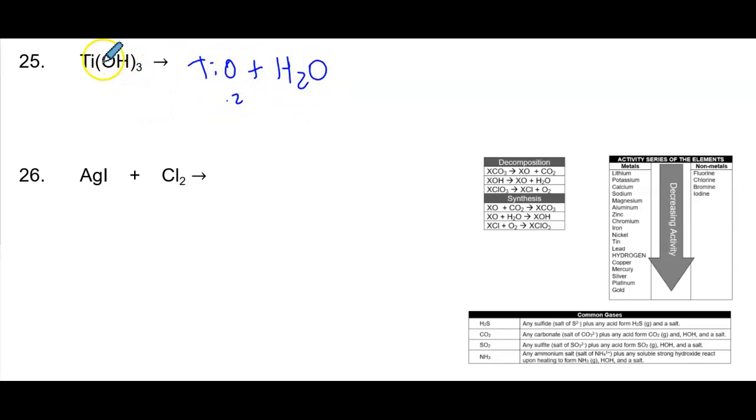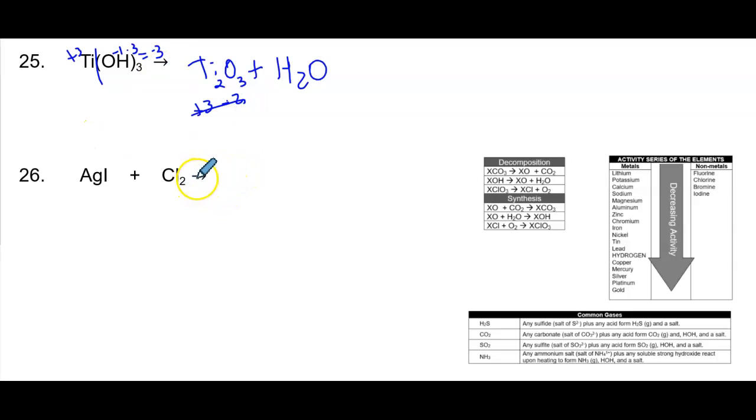We know O is a -2. This Ti is a -1 times 3. Hydroxide is a -1 times 3, meaning the -3 on this side. So Ti must be a +3. So +3 and a -1, I'm going to bring a 2 down and a 3 down. They don't reduce, and then I'm going to balance.